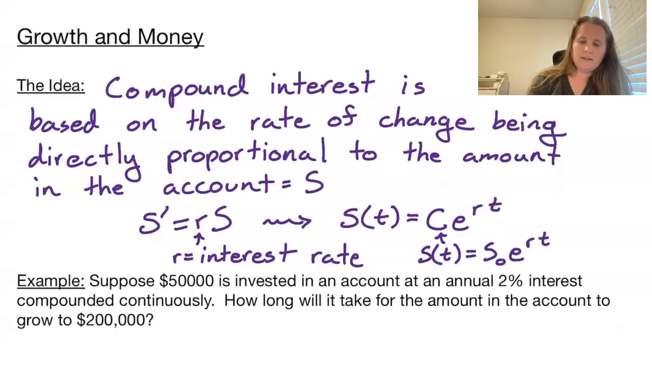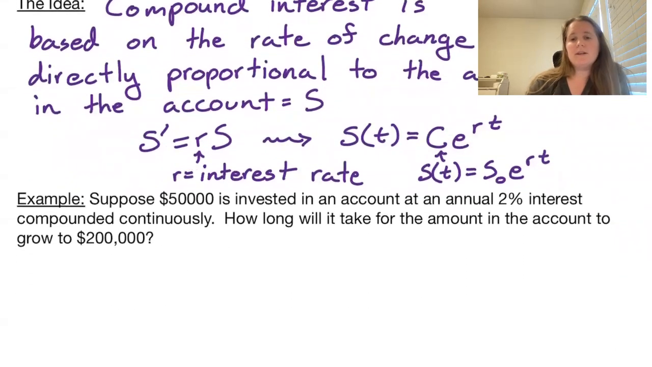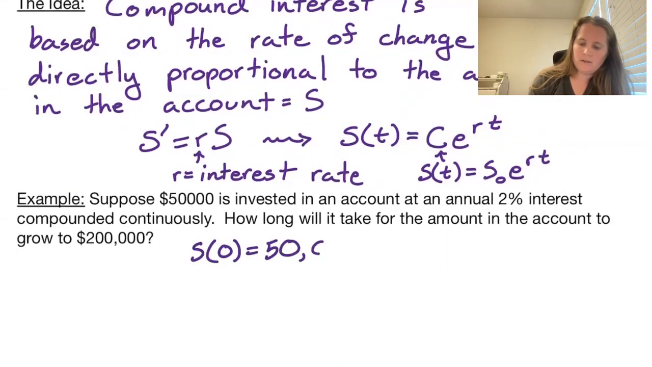So let's go ahead and take a basic example. Let's suppose that $50,000 is invested in an account at an annual 2% interest compounded continuously. How long will it take for the amount in the account to grow to $200,000? So essentially we have S of 0 is $50,000. We have R is 0.02.